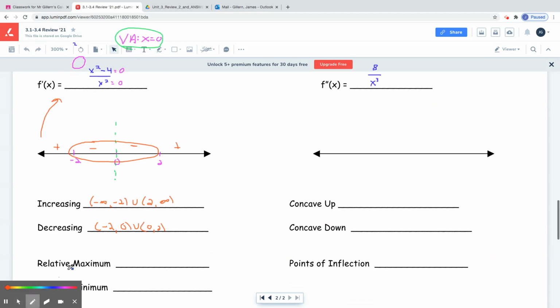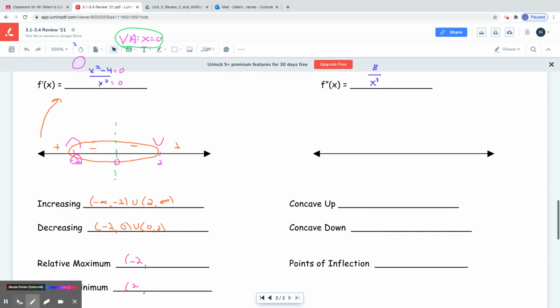All right, for maxes and mins, you see where it changes. Well, it changes here. Now be careful. Is negative 2 an asymptote? Nope. So it's positive to negative. That is a max. Here, it goes from negative to positive. That is a min. Now, if it did change at 0, we wouldn't have a max or min there because of the asymptote. So then, once again, remember, we have to plug those back into the original.